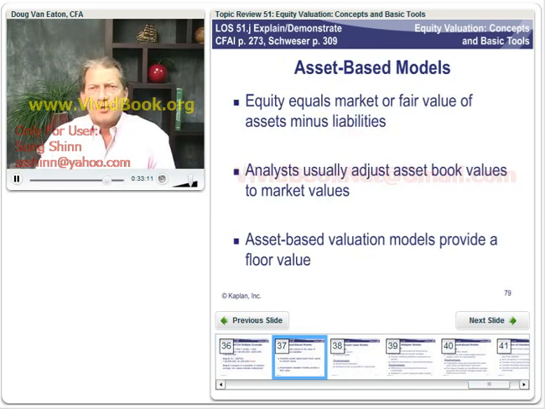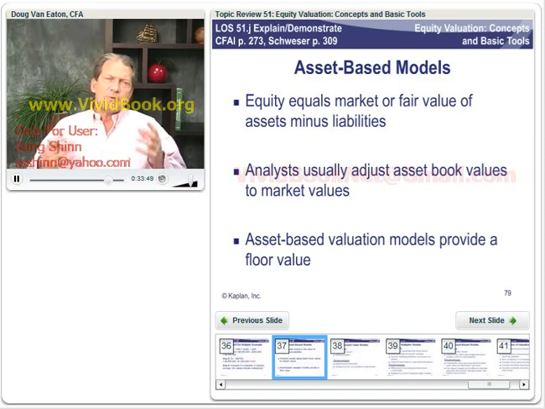Now we get to our third type of valuation models, asset-based models. Well, there's not much to do in terms of calculation for you for asset-based models. It's really an understanding of when that might be appropriate and what the limitations of these are. So equity equals the market or fair value of assets minus liabilities. And analysts usually adjust asset book values to market values because we're really looking at a market value here is what we want. And an asset-based valuation model really provides a floor value.